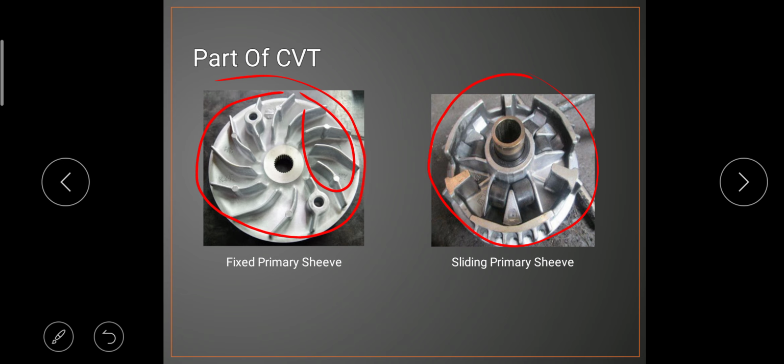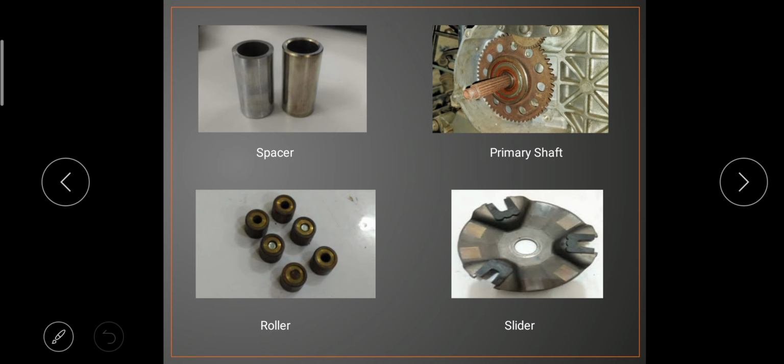Then there is the sliding primary sheave, to support the belt at high rotation, because this lead shaft can shift right or left. The inner wall is a pulley component that moves to change gear speed to get the desired speed. Next, this is a spacer. This component serves as a guide for the inner wall of the pulley so that the wall can move smoothly when shifting.